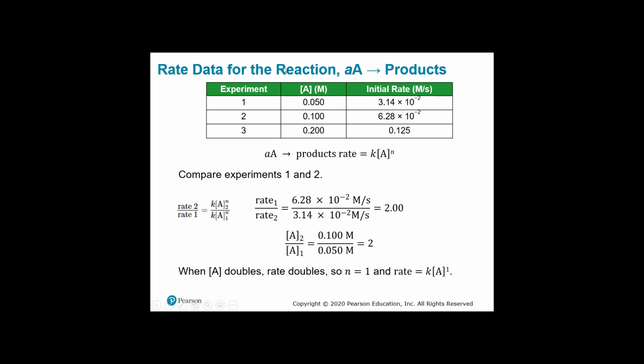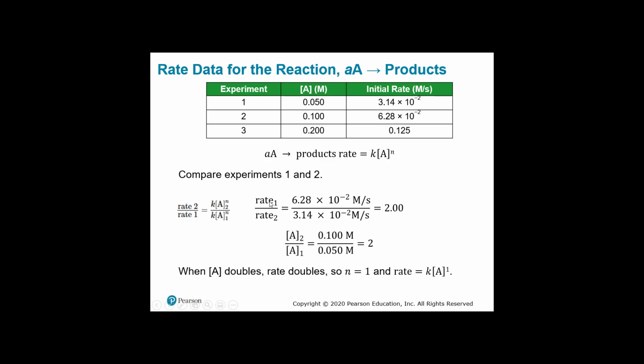So here is a perfect example. We have 3 experiments that were done, and we have the concentration of A, and you can see it looks like we doubled it and we doubled it again. And then we have an initial rate of the reaction. Okay, so we're going to compare experiments 1 and 2, and the whole thing is we're trying to find the order of this. So we set this up, rate 1.